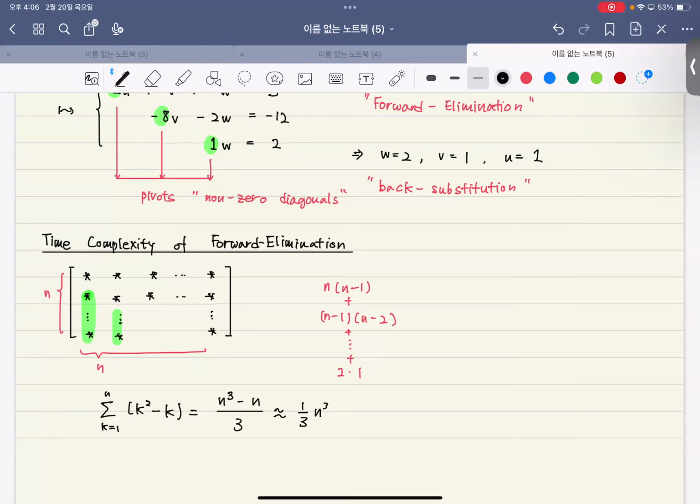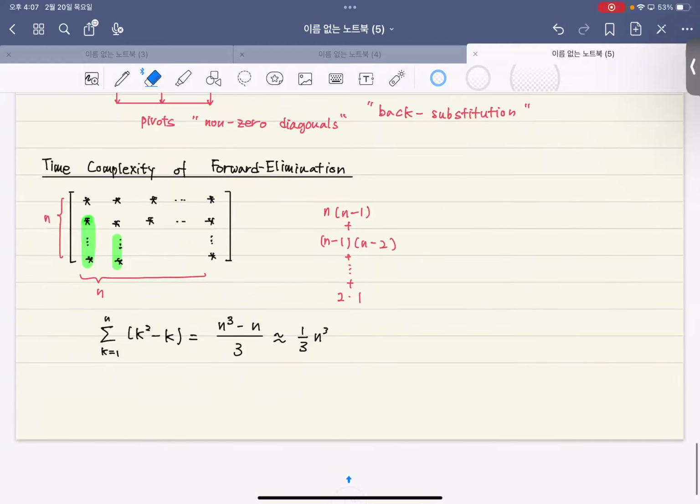Well, is it good or bad? I don't know. Some people might say this is not an exponential algorithm, so this is a feasible, tractable algorithm. But a cubic polynomial time complexity is usually not that great. Is there any better algorithm than Gaussian elimination? I don't know, I'm not a computer scientist. Okay, anyway, this is the time complexity of the forward elimination.